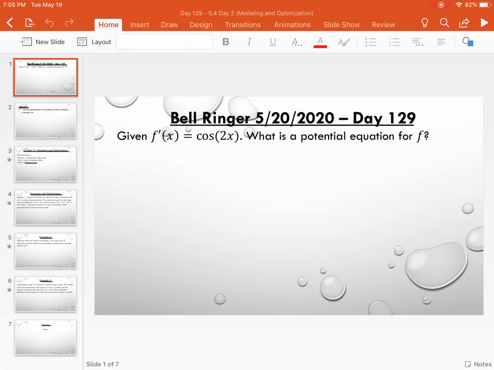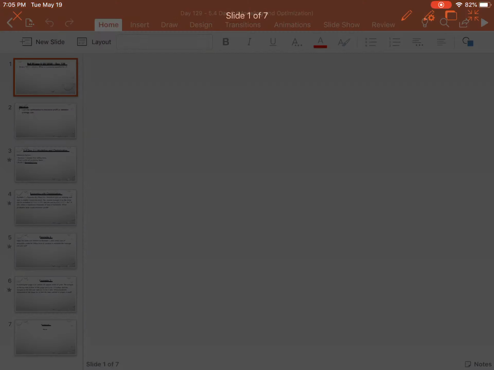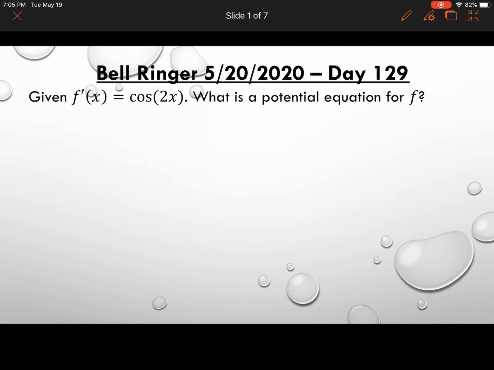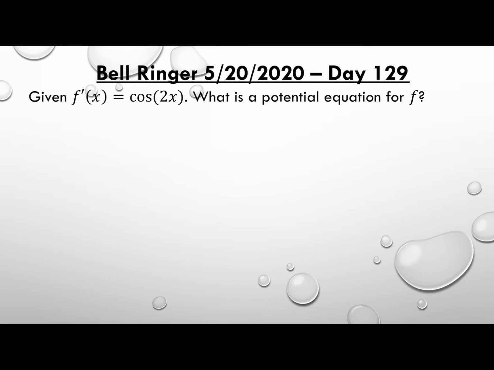Before we get to that, let's try our bell ringer, which is just a little bit of a review of finding some antiderivatives. So we're given f prime of x equal to cosine of 2x. What is a potential equation for function f? So we're given the derivative of function f, and we are asked to find the original function f. All right. So remember, we're working backwards here.